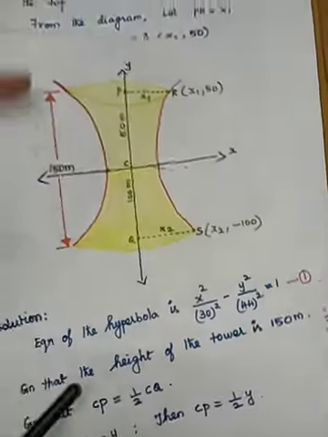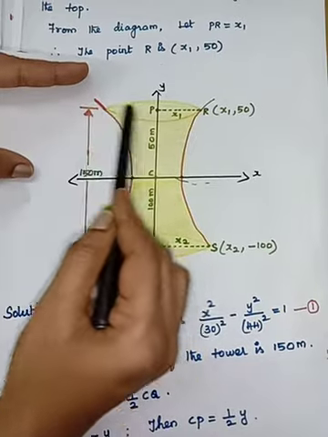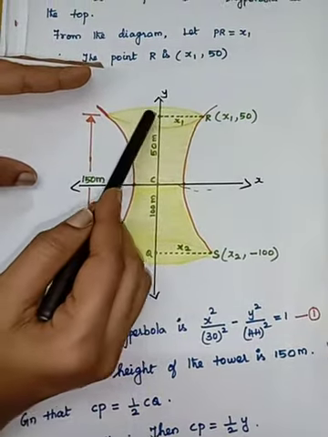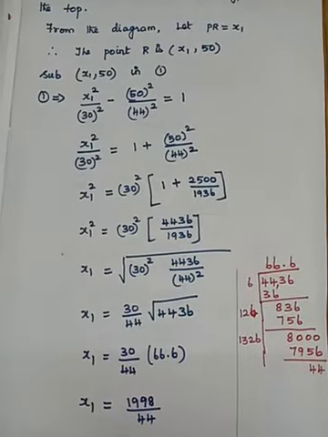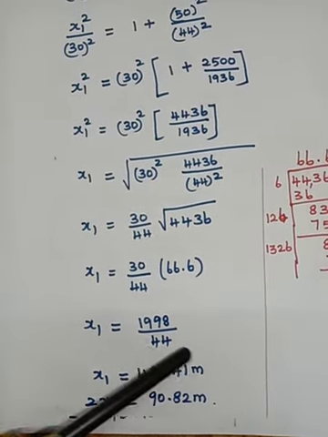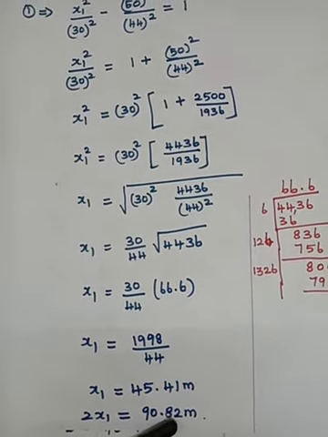So in the question what is asked? The diameter of the top of the tower. So according to the symmetry property of hyperbola, this is also x1. So the diameter is nothing but 2x1, that is equal to 90.82. This term has to be multiplied by 2, so that is 90.82.